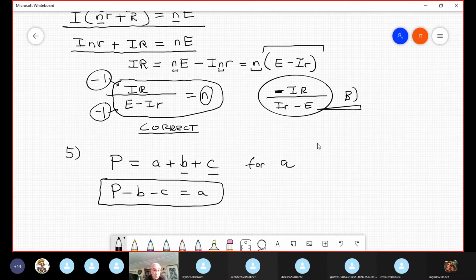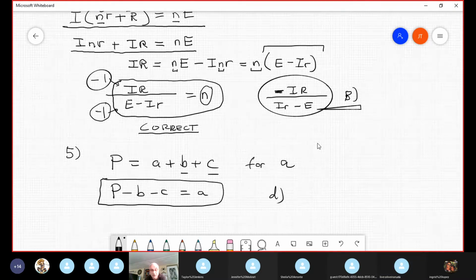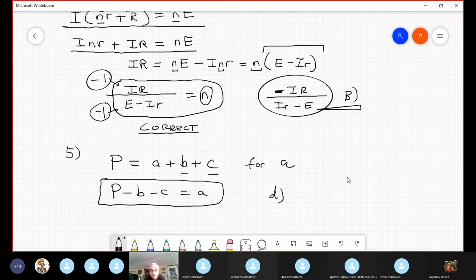What option do you consider correct, guys? Do you have the document or no? You don't see the document right now, no? B. All right. B. Excellent.